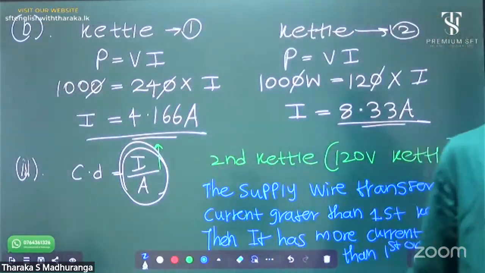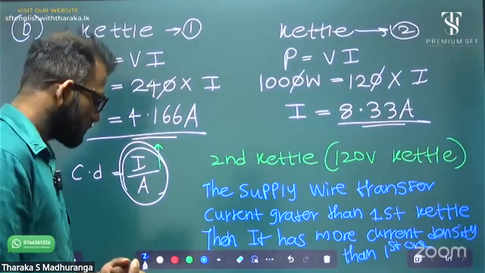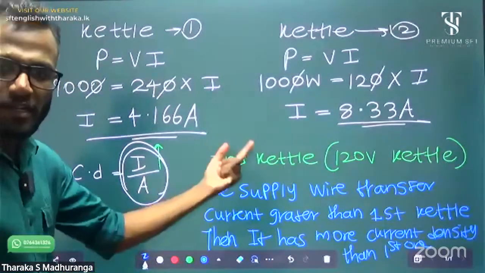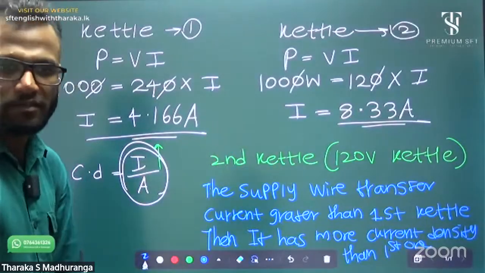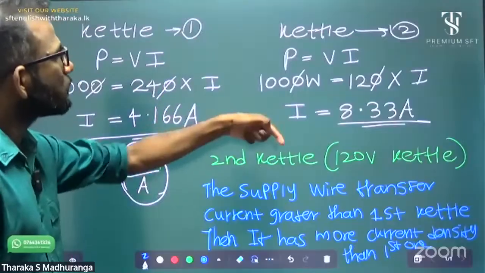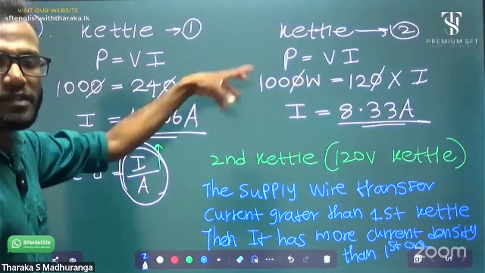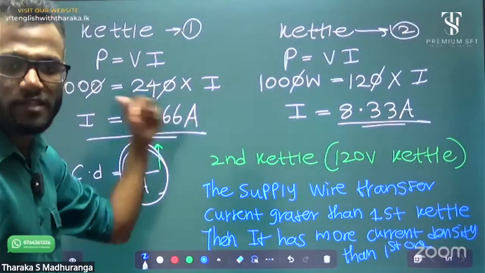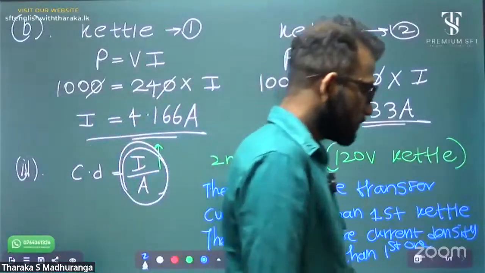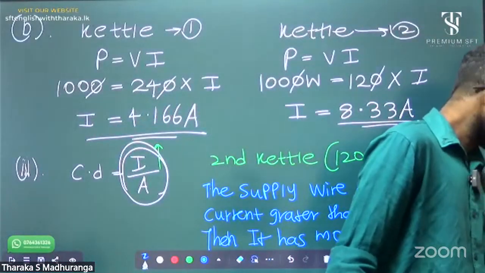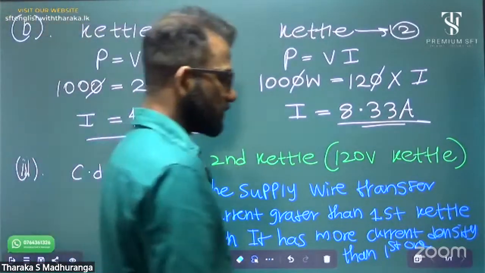Okay, could you understand the reason? The second kettle produces more heat. The reason is high current density. The current density of the second kettle wire is greater than the first kettle, because the wires have the same resistance.